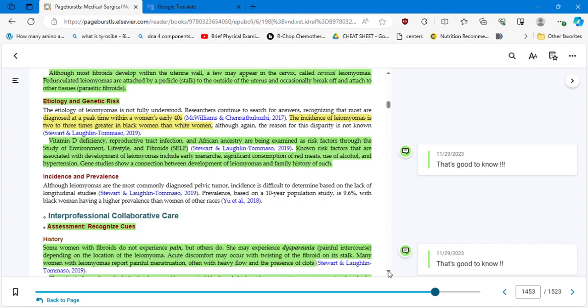Known risk factors that are associated with development of leiomyomas include early menarche, that we spoke several times about in the previous chapter, significant consumption of red meats, use of alcohol, and hypertension. Somehow at some point, I think I mentioned, finally the American Cancer Society gave a statement about red meat and its relation with cancer. Gene studies show a connection between development of leiomyomas and family history of such. So that's good to know. All of this in this paragraph is excellent information.